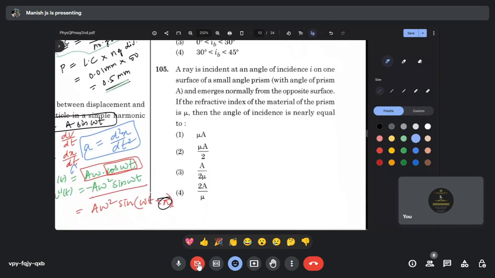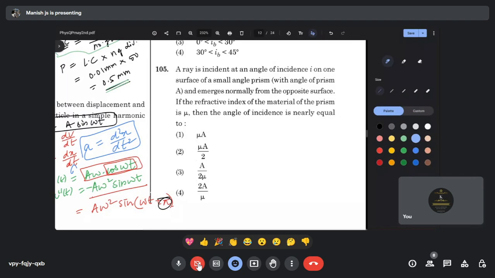Question number 105. Can one of you read? I'll just drink water. Read question number 105. A ray is incident at an angle of incidence i on one surface of a small angle prism with angle of prism A and emerges normally from the opposite surface. If the refractive index of the material of the prism is mu, then the angle of incidence is nearly equal to what?